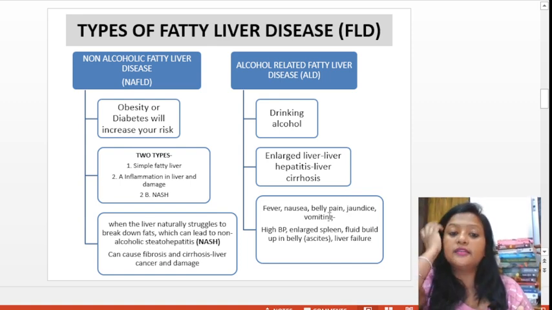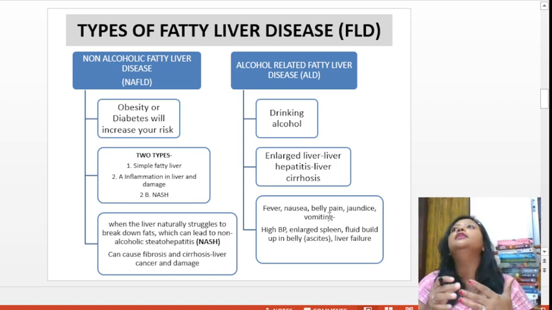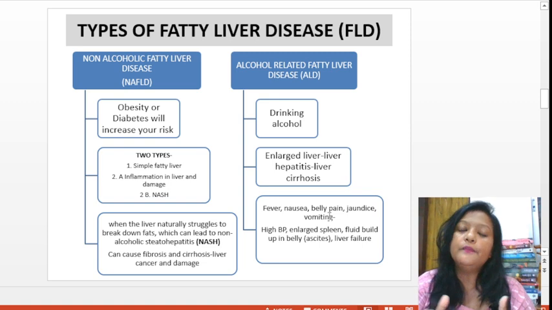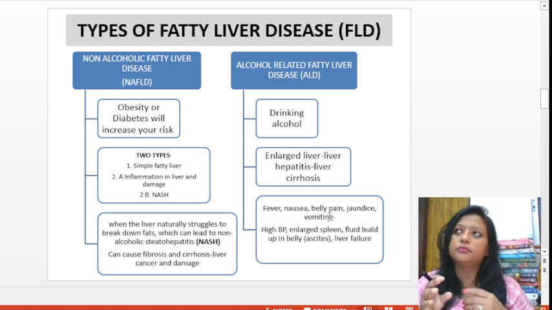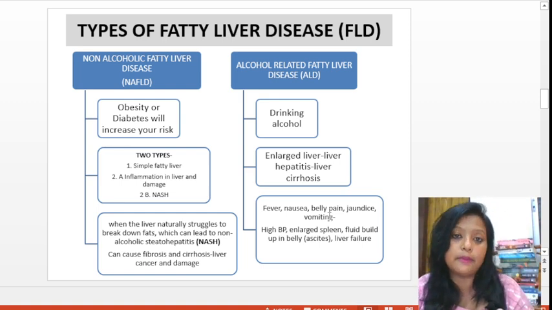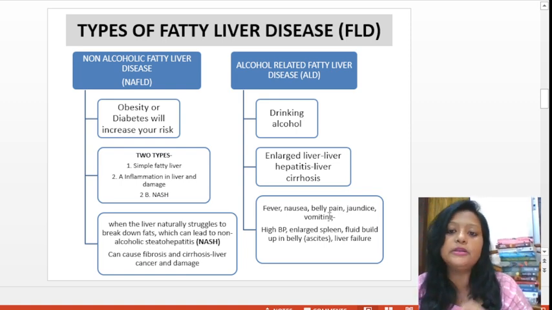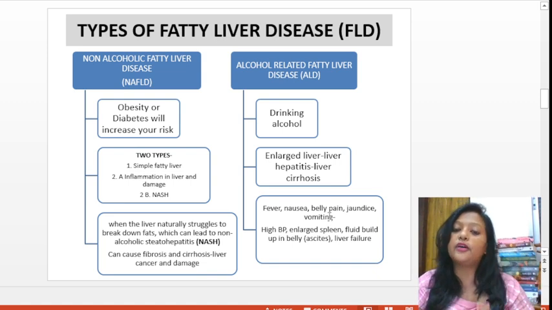Also, when this non-alcoholic fatty liver disease is formed, if you're not taking care of your liver, and you're leaving it and not maintaining the diet, it may lead to liver fibrosis, and further it may lead to liver cirrhosis or liver damage. Also, it can lead to liver cancer. So remember that. Now coming to alcohol related, as the name says, if you drink too much alcohol, it may lead to this alcohol related disease.